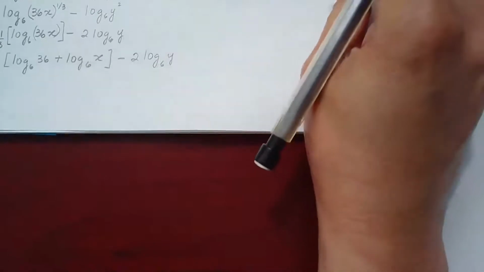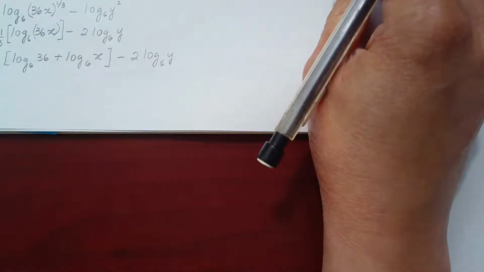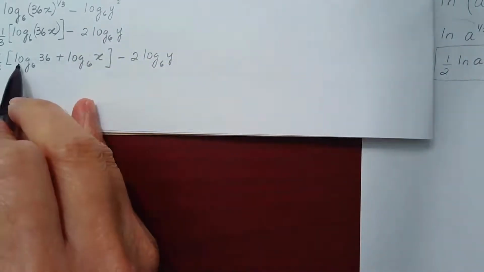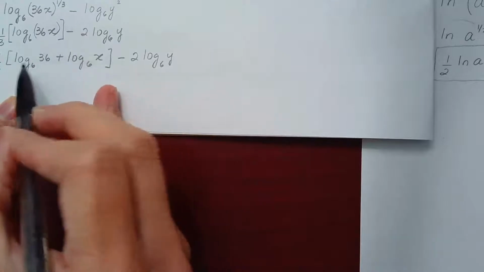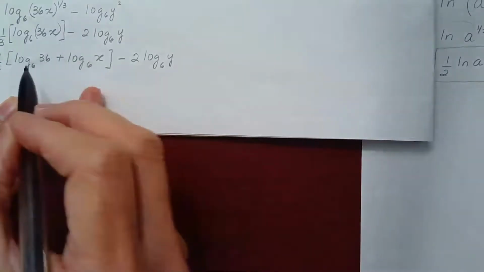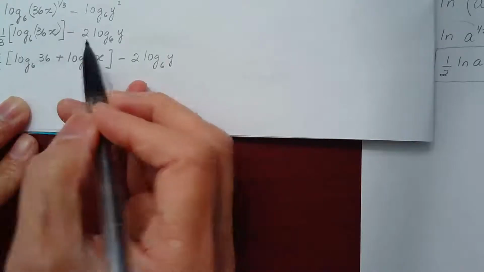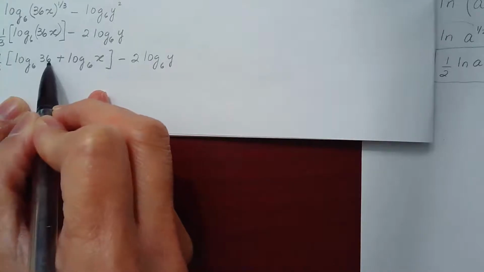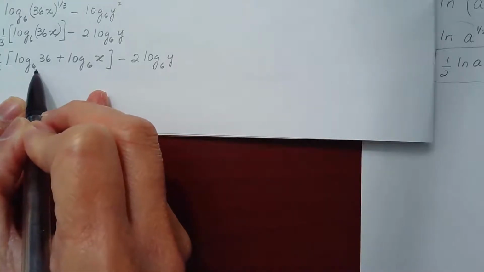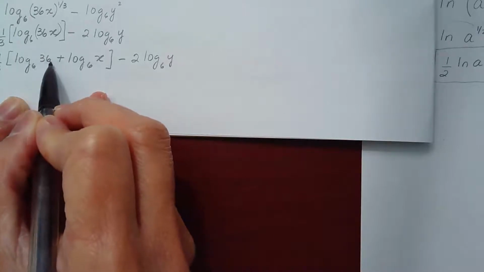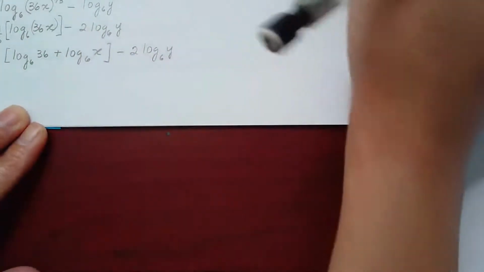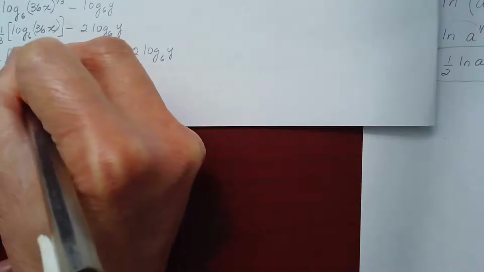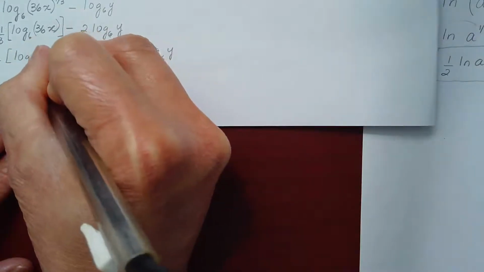Okay, what else can I do? Oh, here's what we could do. We could actually evaluate this one in here. We can find a value. Log of 36 base 6. So what does a log mean again? It means what exponent do I need to apply to 6 to get to 36? Well, 6 squared is 36. So that's the same thing as 1/3 times 2. Okay, so that's that one.